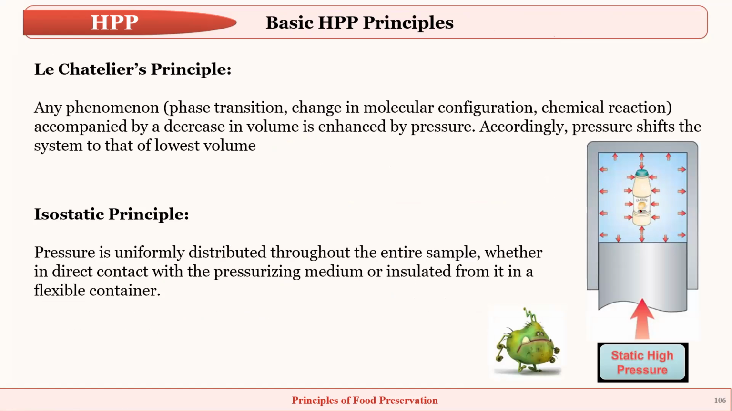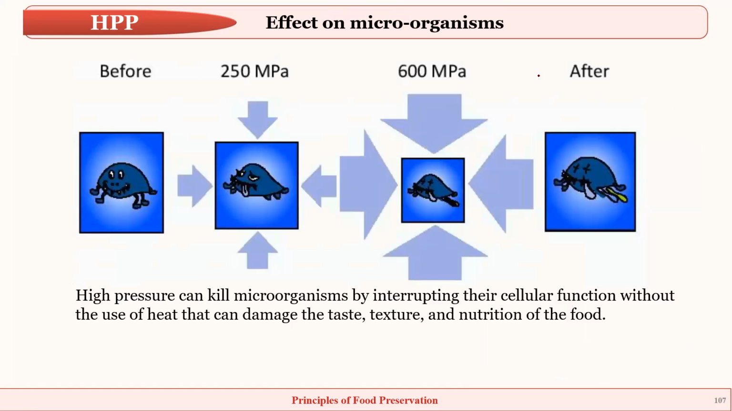So what is the basic principle involved in this process? There is a principle called Le Chatelier's principle. According to this principle, any phenomenon, that is phase transition, change in molecular configuration, or chemical reaction, which is accompanied by a decrease in volume is enhanced by pressure. Accordingly, pressure shifts the system to the lowest volume. According to the isostatic principle, pressure is uniformly distributed throughout the entire sample, whether in direct contact with the pressurizing medium or insulated from it in a flexible container.